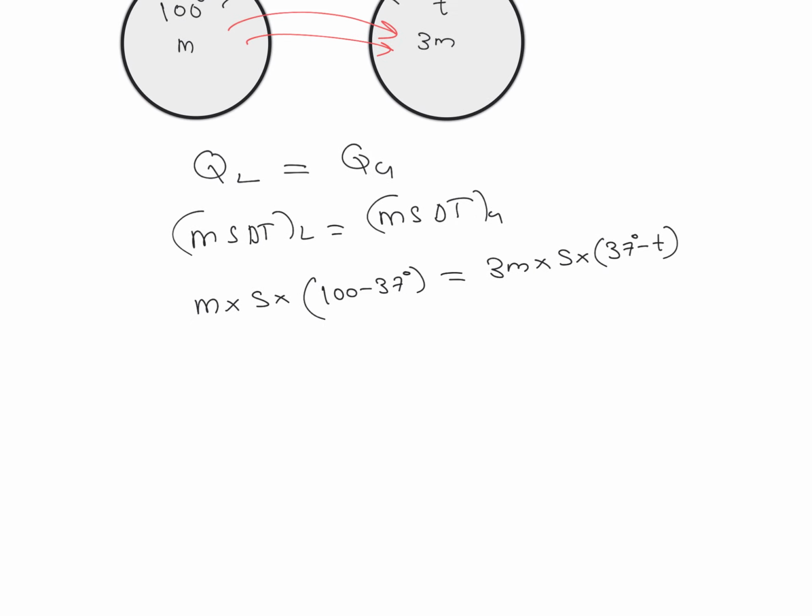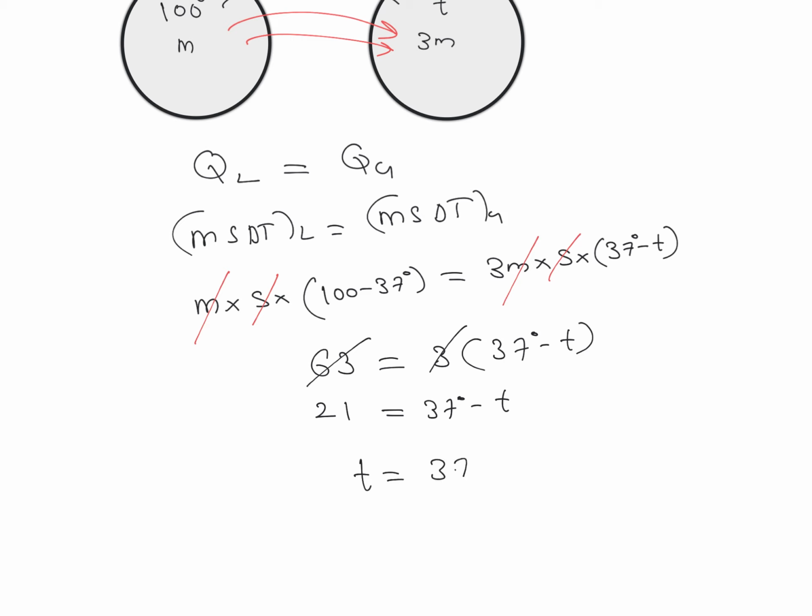Now we can find out the value of this T. We can cancel this m and this m, and this s and this s. This 100 minus 37 we can take as 63, is equal to, we can write 3 times of 37 minus T. So this 3 and this 3 get cancelled, which we can take as 21. So 21 is 37 minus T, so the value of T can be written as nothing but 37 minus 21, which we can take as nothing but 16.